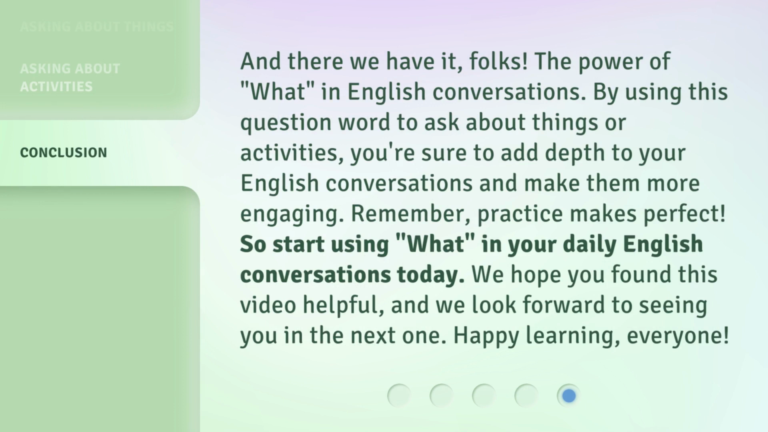And there we have it, folks. The power of what in English conversations. By using this question word to ask about things or activities, you're sure to add depth to your English conversations and make them more engaging. Remember, practice makes perfect. So start using what in your daily English conversations today.